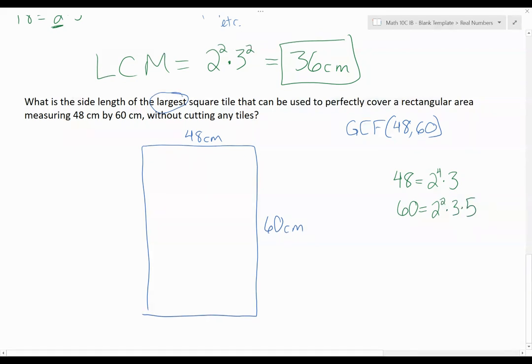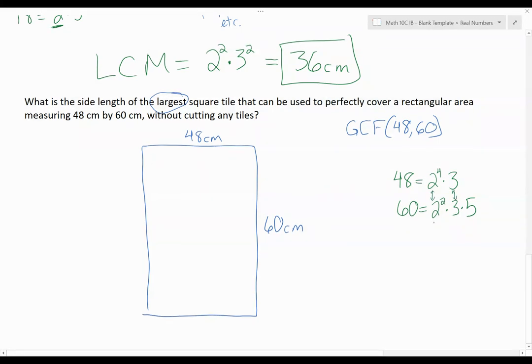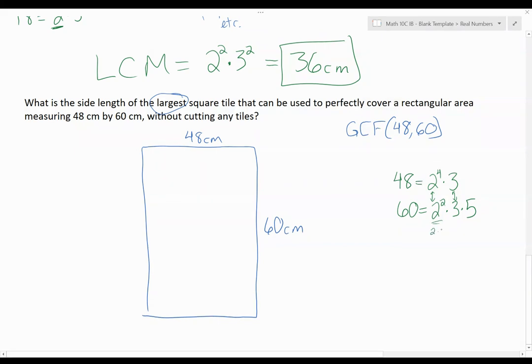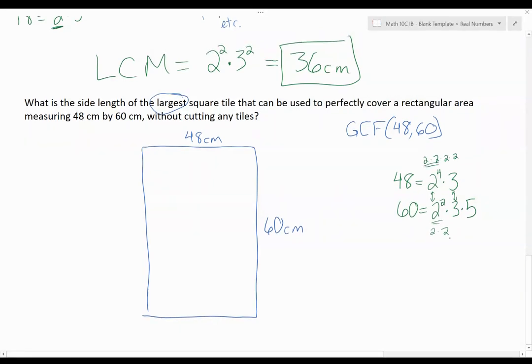So those are my 2 prime factorizations. The GCF is what do they have in common? Well, clearly they both share a 3, and they share some 2's. What they have in common is they both have 2 2's. 60 has 2 times 2. 48 has 2 times 2 times 2 times 2. But that's more 2's than I have in 60. So they share 2 2's.